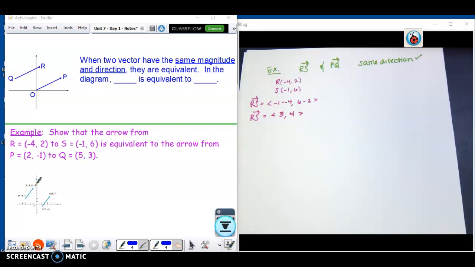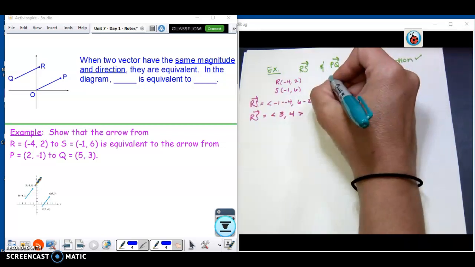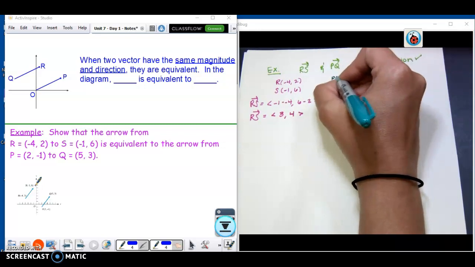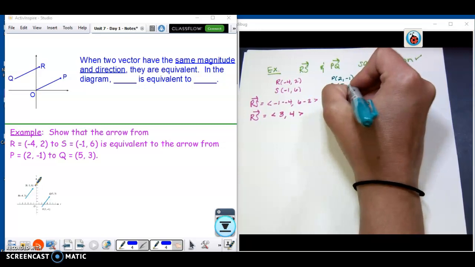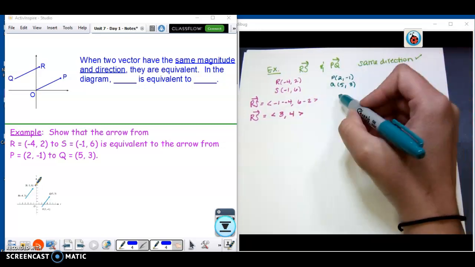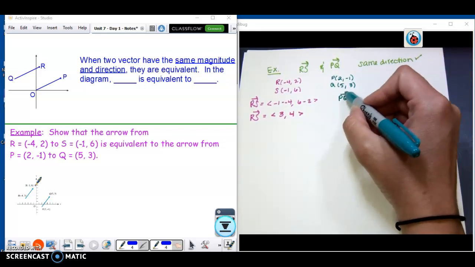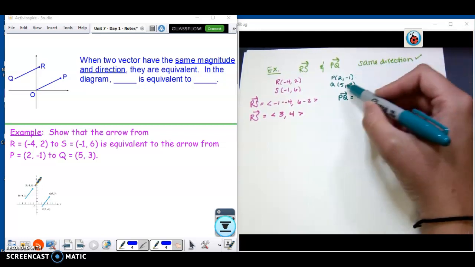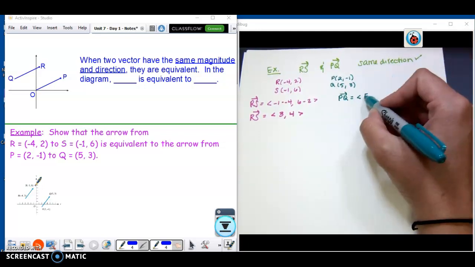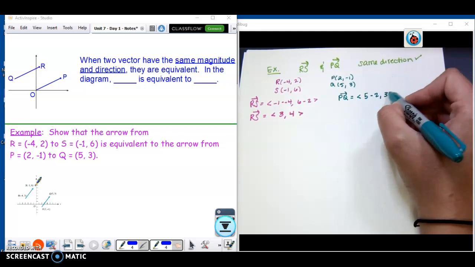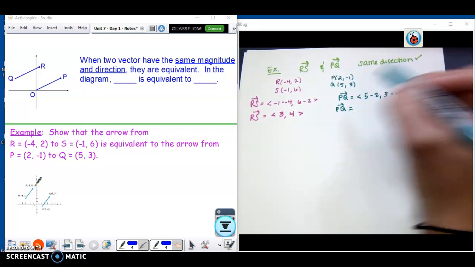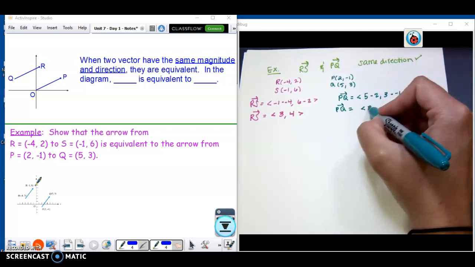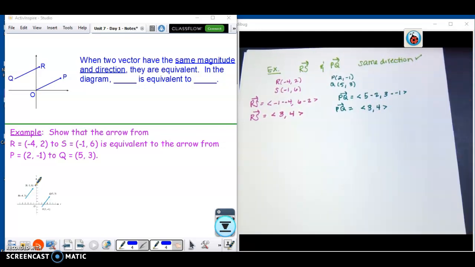Okay, so then I'm going to go ahead and find the vector for PQ. So P is 2, -1, and Q is 5, 3. So to find our vector for PQ, we're going to be doing the Q point minus P. So 5 minus 2 and 3 minus -1. So my vector for PQ is going to be 3, 4.